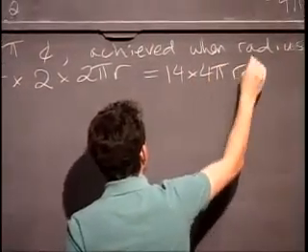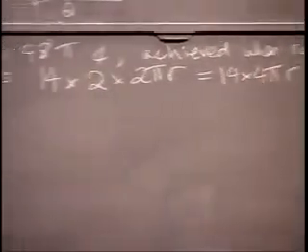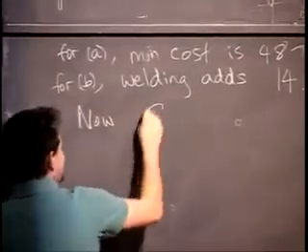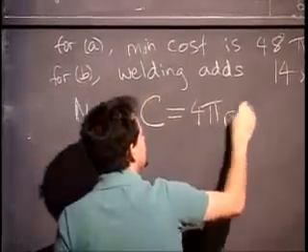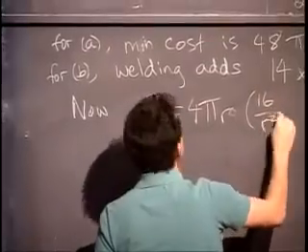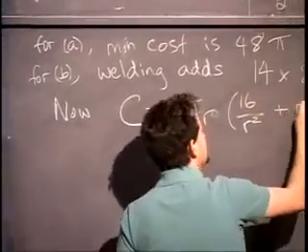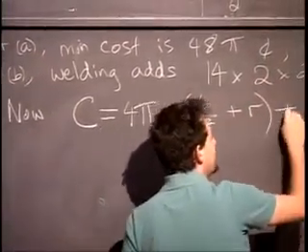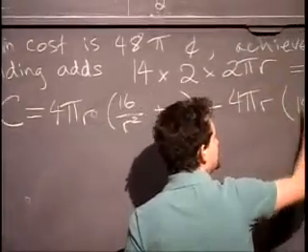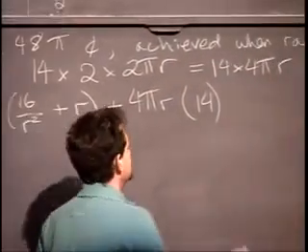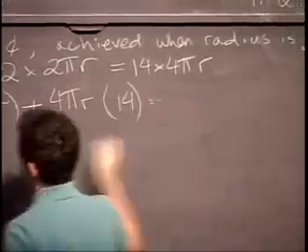So the new function of c, now c is equal to the old one, 4 pi r times 16 over r squared plus r, plus an extra 4 pi r times 14, which I can just factor. Well, let's do it over here.